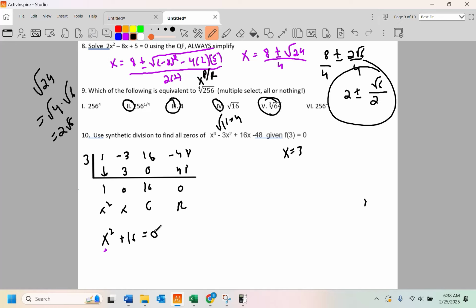So x squared plus 16 must be where the remaining zeros are, okay? So 2 steps and you're done. X squared is -16. The opposite of squaring is square rooting, so plus or minus the root of -16, which is imaginary, plus or minus 4i, last 2 zeros. That's what synthetic division is for.